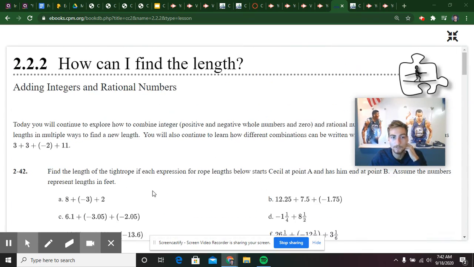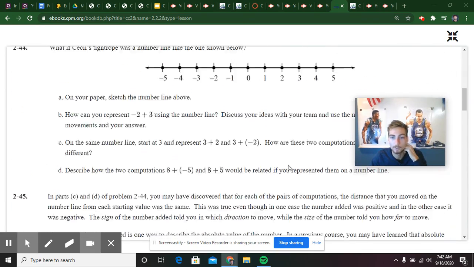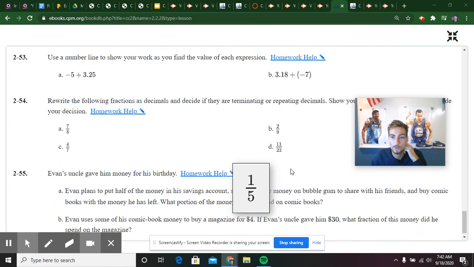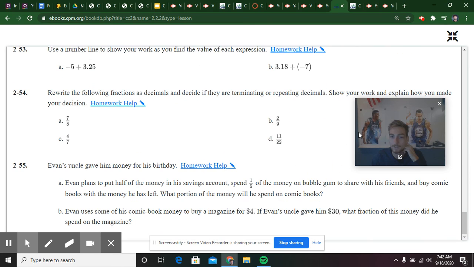So yeah, please submit all of this work, both the core problems and the review and preview problems. Let me know if you have any questions. But that is basically the overview of what this lesson is all about. Thank you very much.